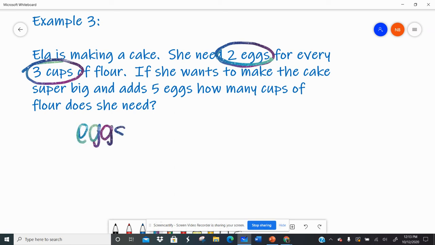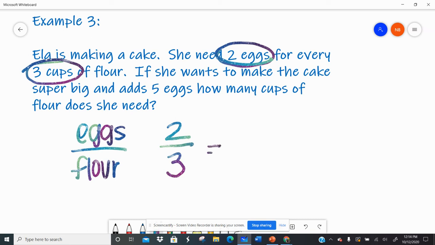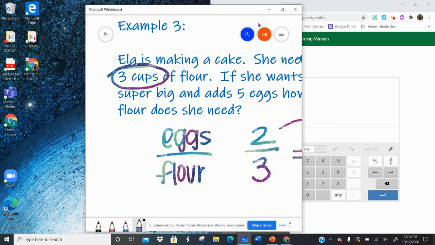Eggs over flour. So for every 2 eggs, there's 3 cups of flour. So now if she has 5 eggs, how much flour does she need? Well, off the top of my head, I do not know 2 times what equals 5. I know 2 times 2 is 4 and 2 times 3 is 6, but I haven't really memorized 2 times what equals 5. If you get a problem like this, don't worry.